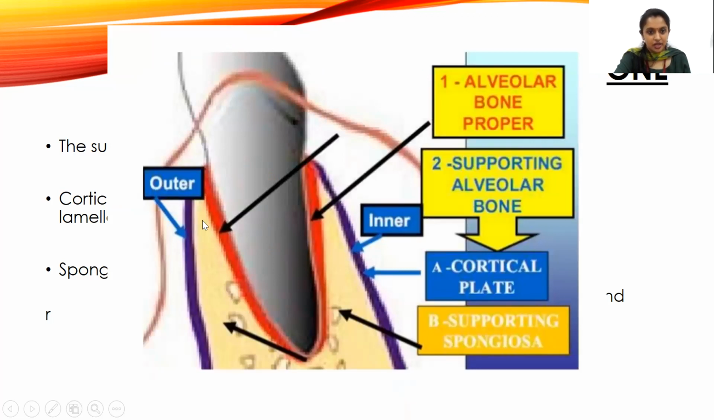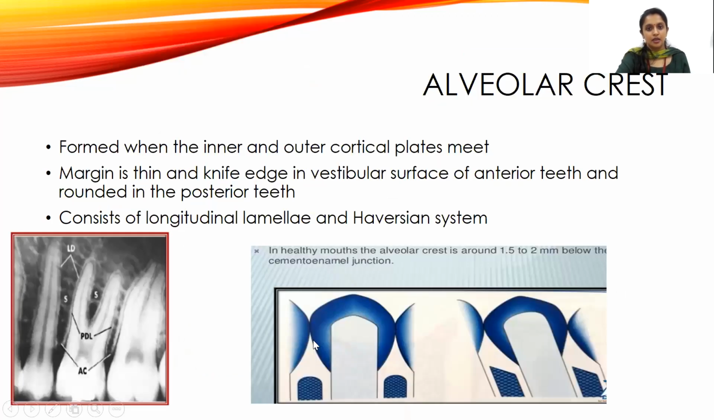This is the inner cortical and outer cortical plate, and this is the supporting spongiosum. Now coming to alveolar crest. Now we learned what the cortical plates are. In spongy bone, we learned that there are cortical plates. Now this inner and outer cortical plate will come and meet, and this architecture depends on the position, either in the anterior or posterior.